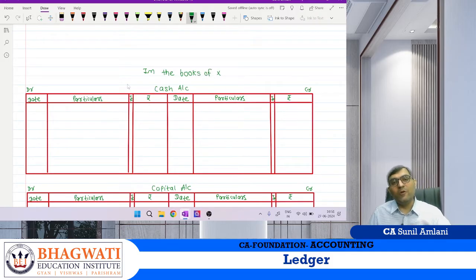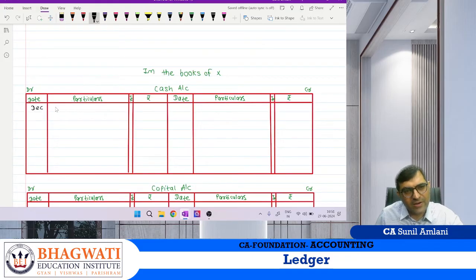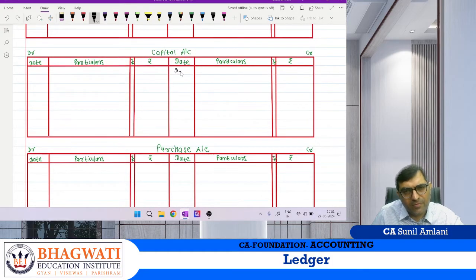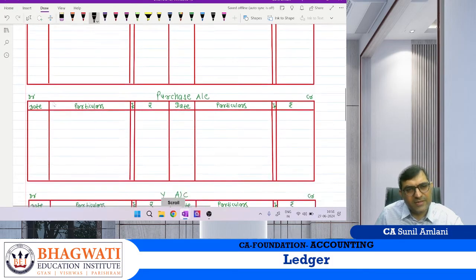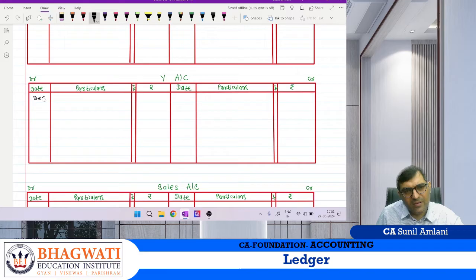Now one by one we post it. Here, for reference, I have prepared a JF column, but otherwise we do not prepare this JF column anywhere, because in 99% of cases they will not give you reference of journal folio, ledger folio and all that. Now this is on 31st December. So all these transactions, I'm assuming, are for the month of December. So I'll write December here. They have not given the year, so I'll just keep it like that. December.